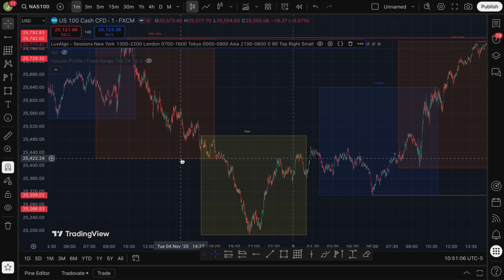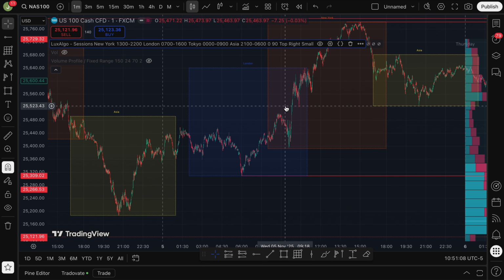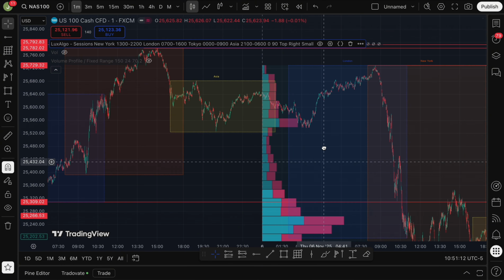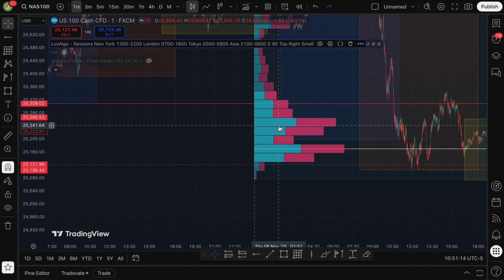So if you see right here, low, and then boom, went all the way up high. So yeah, that's if you want. I really don't. I might start doing that actually.